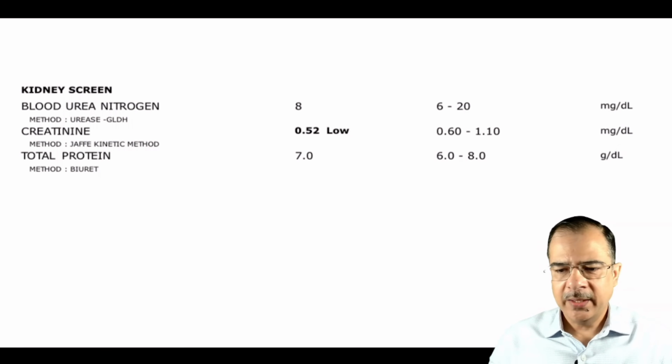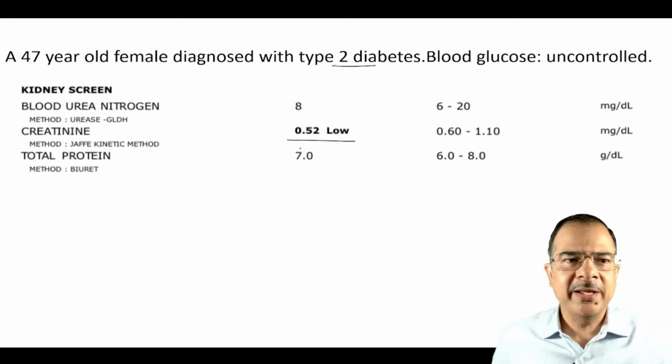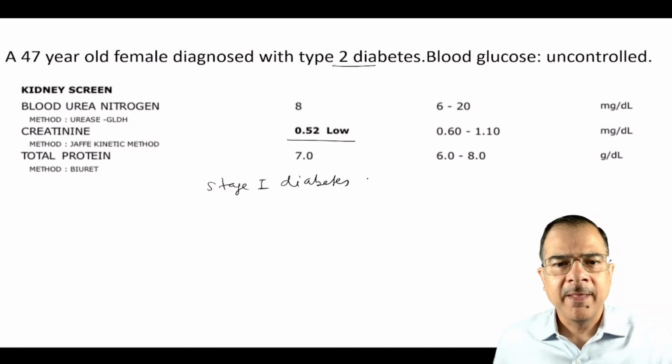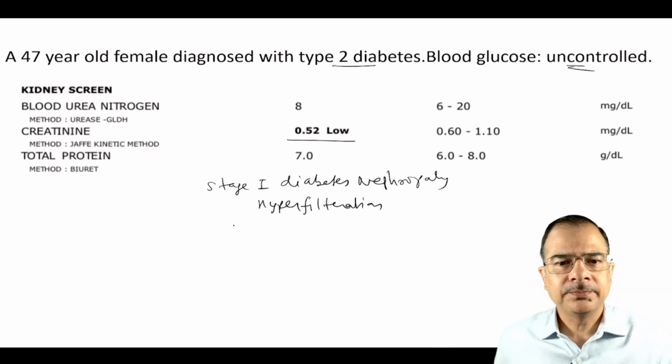Now these are the parameters which are given to you. Female, type 2 diabetes, blood glucose is uncontrolled and creatinine is low. Will you consider this as a normal creatinine? Answer is no. This is the stage 1 diabetic nephropathy. Know this point: patient has uncontrolled sugars, diabetic nephropathy, and stage 1 diabetic nephropathy is the hyperfiltration stage. So this is a hyperfiltration stage.